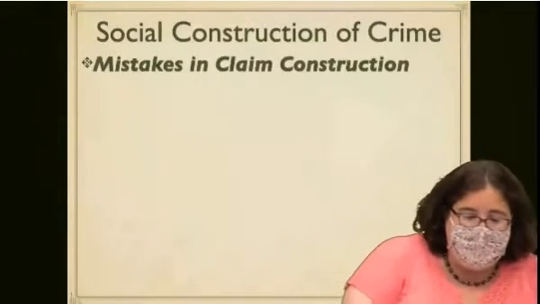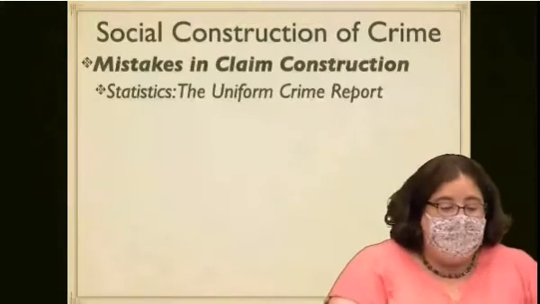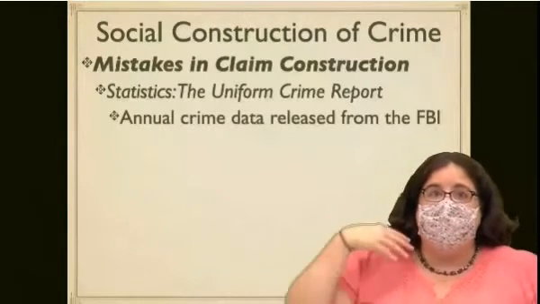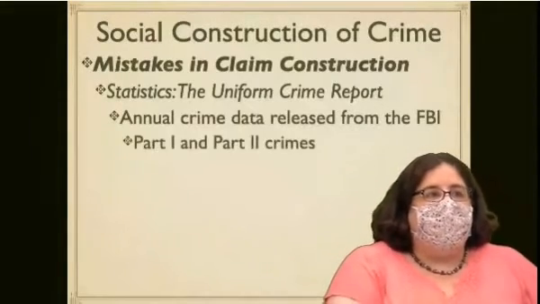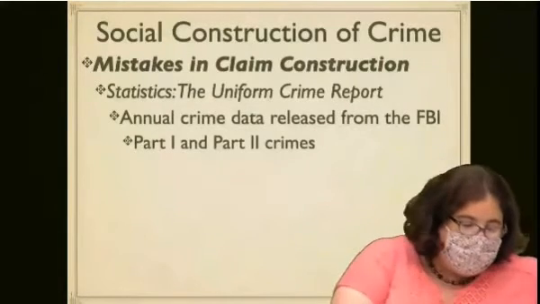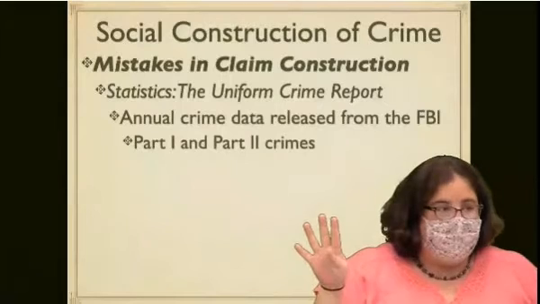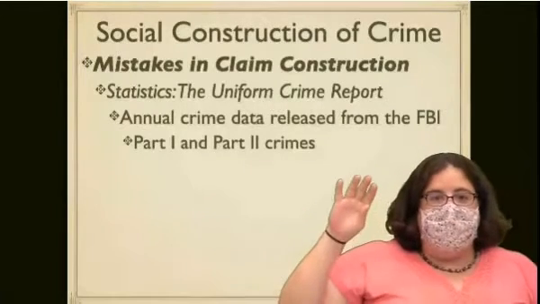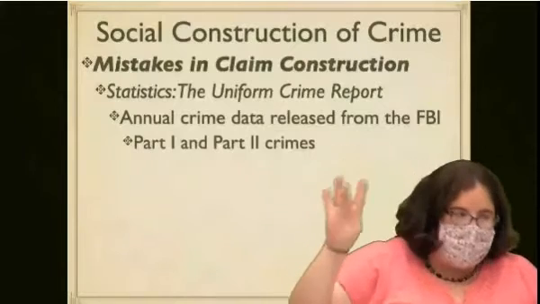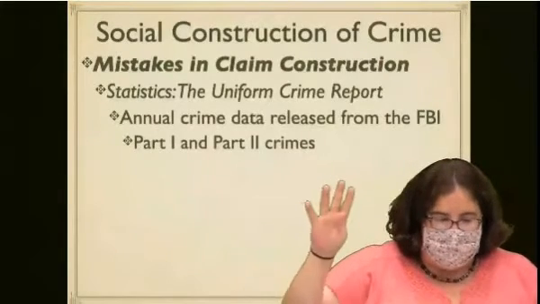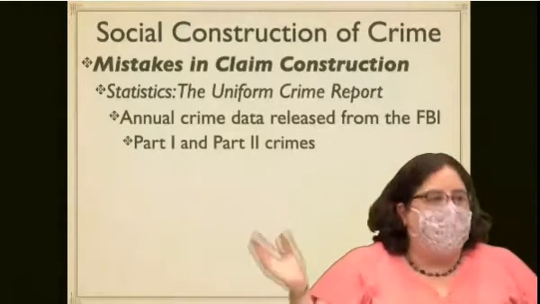It's not perfect by any means, but there are two main sources of this data about crimes, at least nationally speaking. The first one is called the Uniform Crime Report. It is released by the FBI every year. It includes information about what they classify as Part 1 and Part 2 crimes. Part 1 is 4 violent crimes: homicide, rape, aggravated assault, and robbery, and 4 property crimes: burglary, larceny, motor vehicle theft, and arson. All of those 8 are Part 1, and then Part 2 crimes are about 21 other crimes.